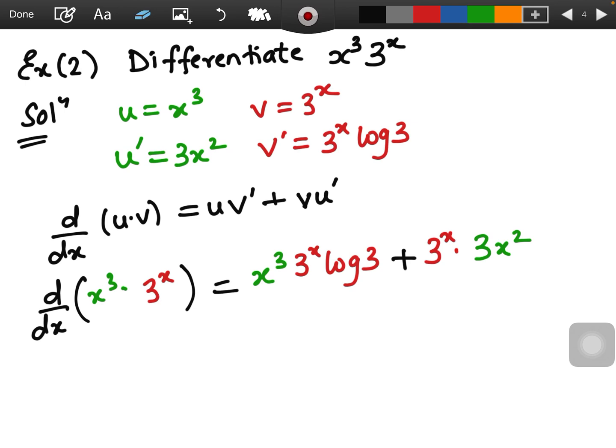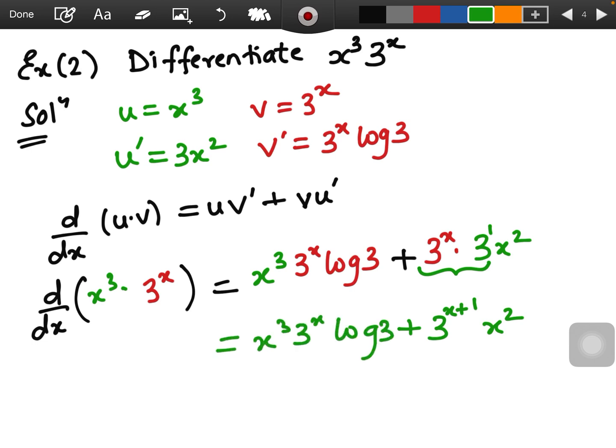So for simplification, this is 3 to the power 1 and this is 3 to the power x. By applying the laws of indices, you can add up their powers in the next step. That's what you can do there for simplification, and x square will be like that, and here x cube 3 to the power x log 3. So again we have solved this problem very easily.